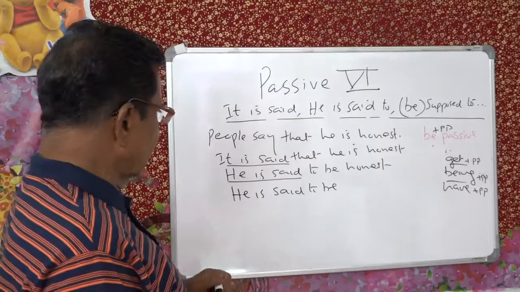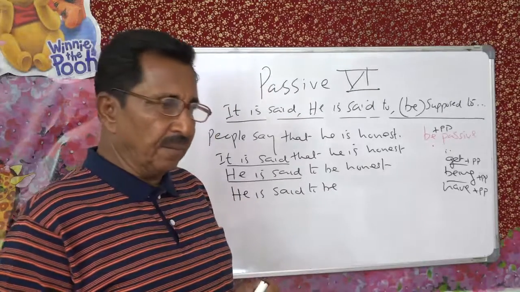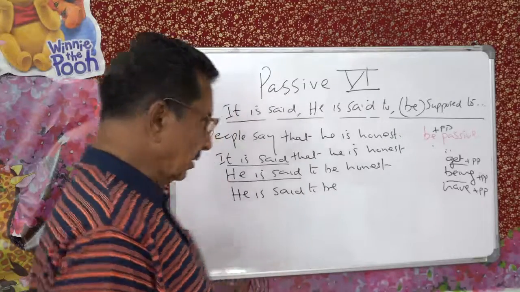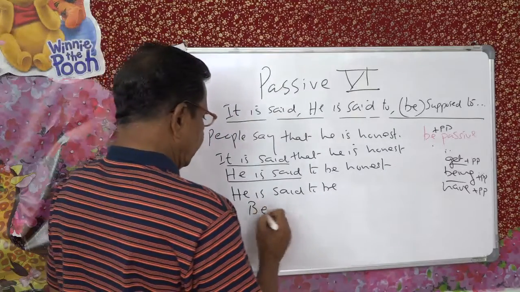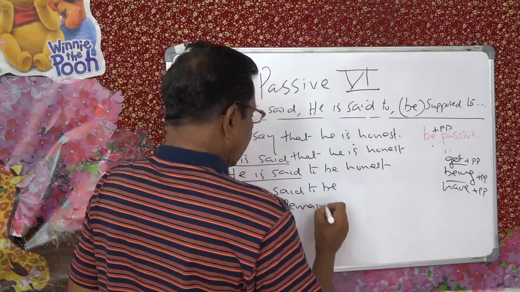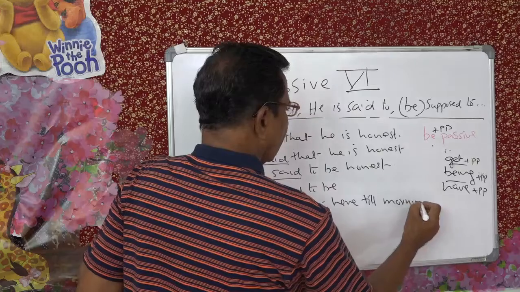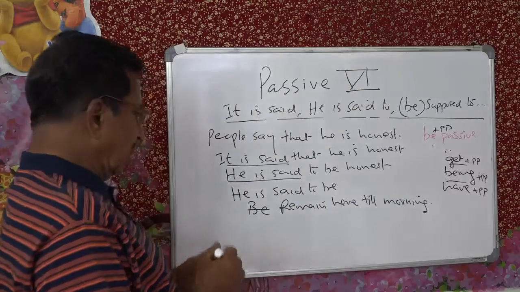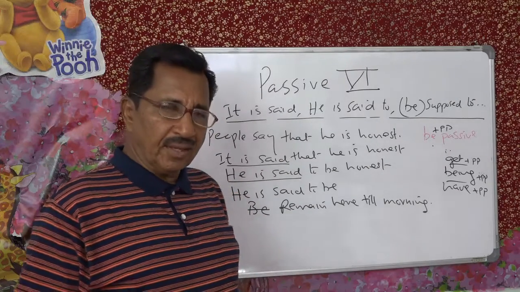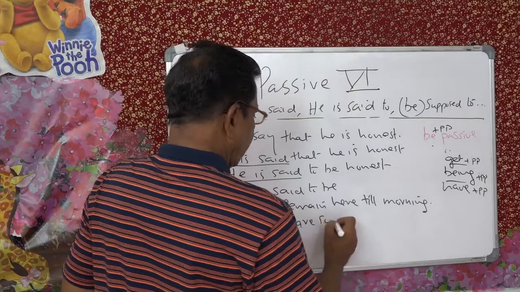And then you have what is called "supposed to". Of course, that has a different meaning. Suppose somebody says, "Be here till morning." Then we can say a sentence like this: "Remain here till morning." So in the evening, you are asked to remain here till morning. Then you can say, you are supposed to remain here.